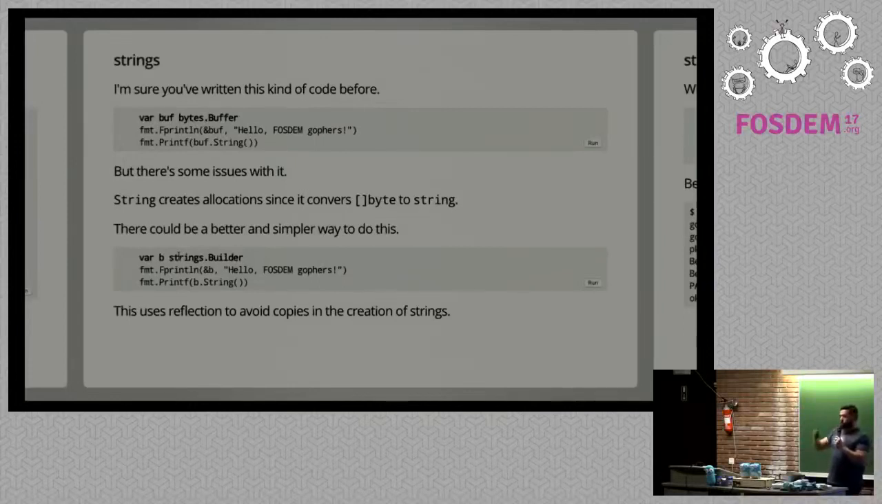From a slice of bytes to a string, you need to do a copy because a slice of bytes you can change. A string is immutable. So you need to do a copy to ensure that that happens. With the strings builder, that bytes buffer is not accessible. Therefore, you don't need to do those copies. You know that those strings will never change because you don't have access to those.